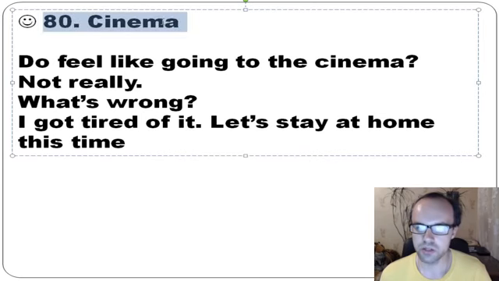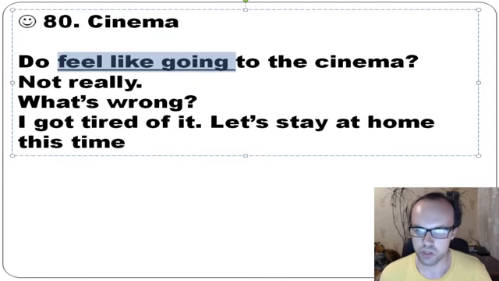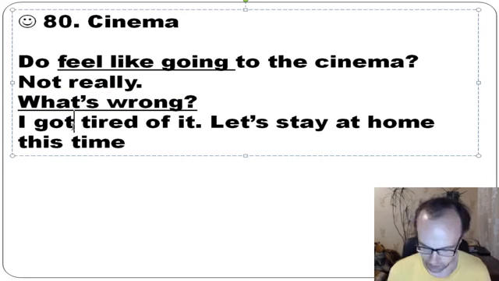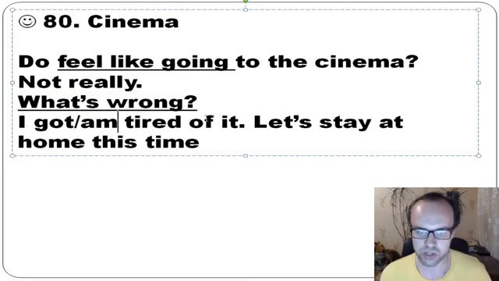Cinema. Do you feel like going to the cinema? So feel like doing something means want. Do you want to go to the cinema or do you feel like going to the cinema? Not really. What's wrong? So what's the problem? I got tired of it. So you can say I am tired of it or I got tired of it. It's the same. We say tired of. Let's stay at home this time.